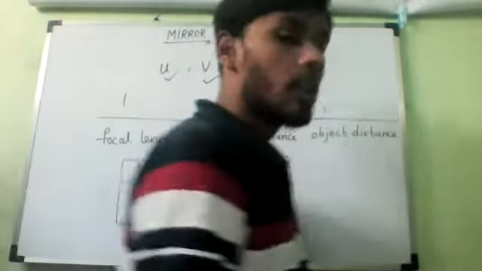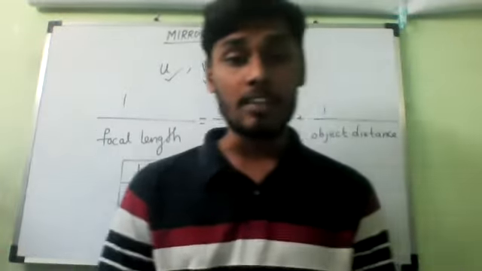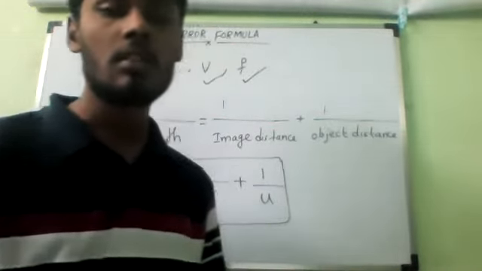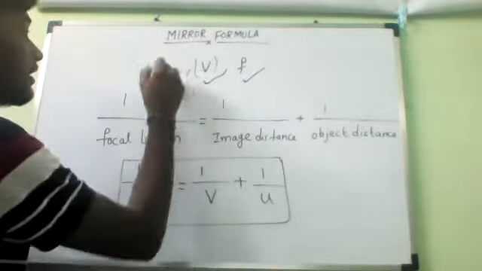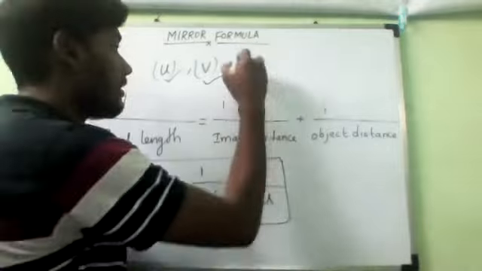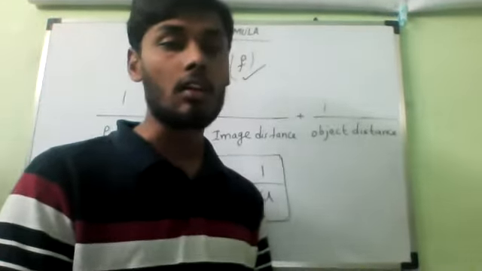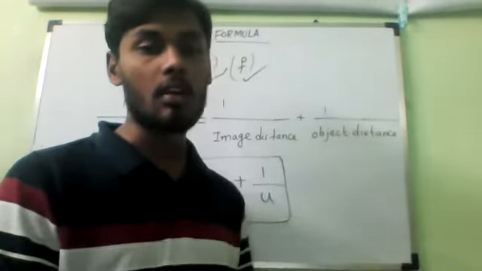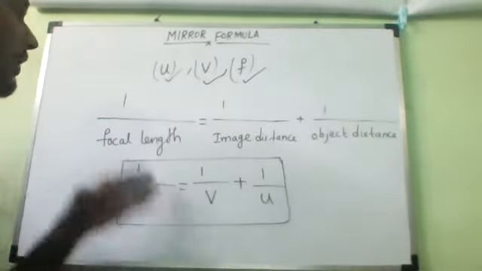A formula which gives the relationship between image distance, you can write v, image distance, comma, object distance u, and focal length f, of a spherical mirror is known as the mirror formula. All of you write this. Below you write this too.